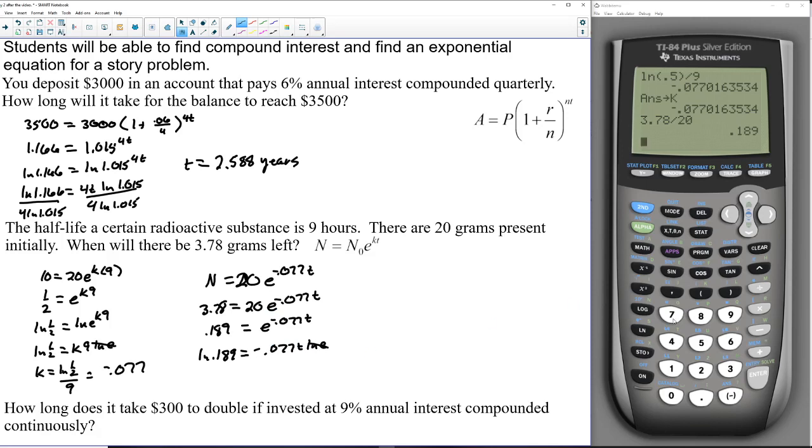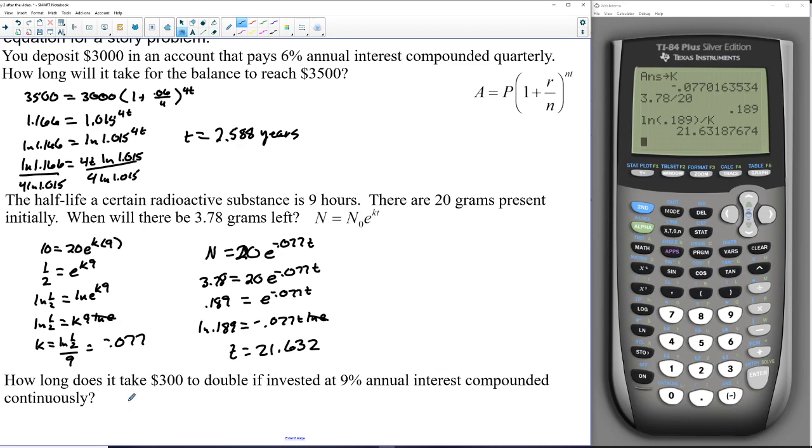So now we just have to take the natural log of 0.189 and divide by k. And we get t is equal to 21.632 rounded.